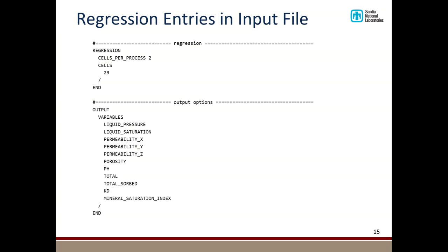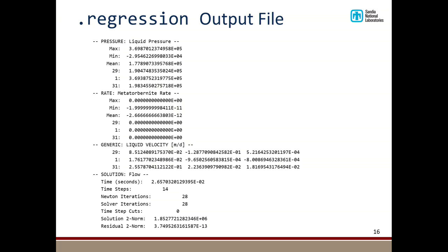This is just the input deck, the sections about regression. So there's a regression block, and this is a list of variables for output that you would put out to an output file, but in this case, they'll go to the regression file. This is the regression file. We sample the maximum value, the minimum value, the mean across the entire domain, and then the values at the various grid cells. Now you'll notice this is liquid pressure, this is a metaturbinite, this is a mineral, this is the rate. You'll notice that the rate here is 0.